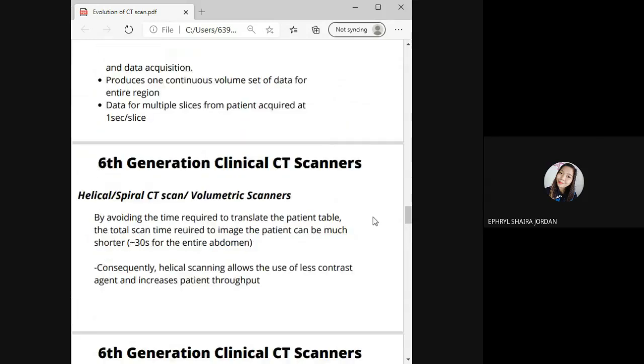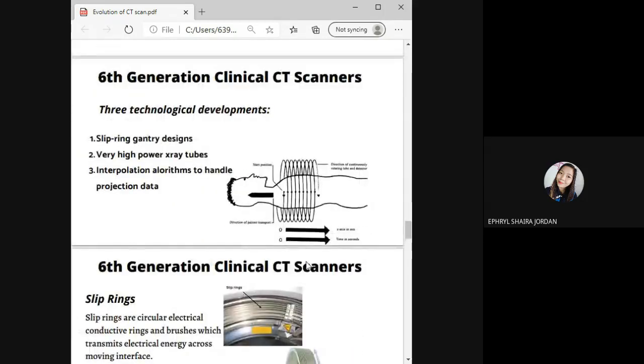So this generation of CT scan has three major technological developments. First is the slip ring gantry design. Second is it has very high power X-ray tubes. And third is interpolation algorithms, to handle projection data.